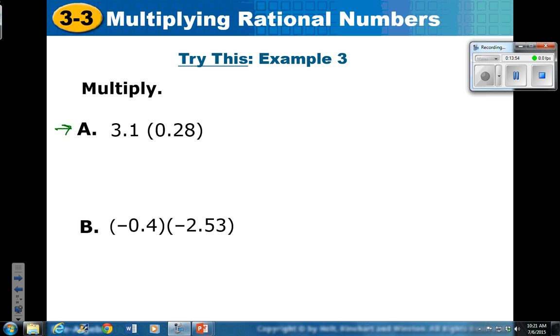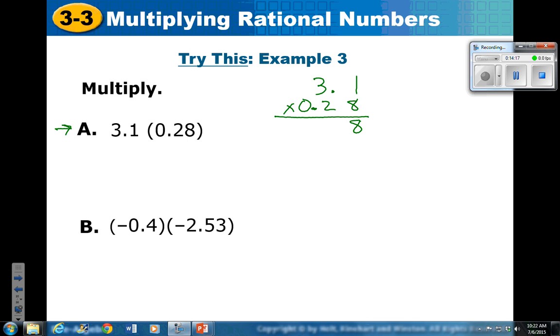In this problem, there are 2 digits that are not zeros in each of those numbers, so it really doesn't matter which one I put on top. So I'm going to put 3.1 times 0.28. And again, it's not necessary to line up the decimal points. And we don't have any negatives, so our answer is going to be positive.